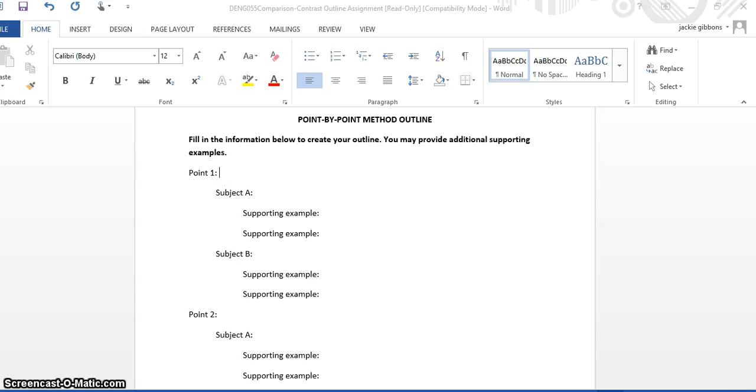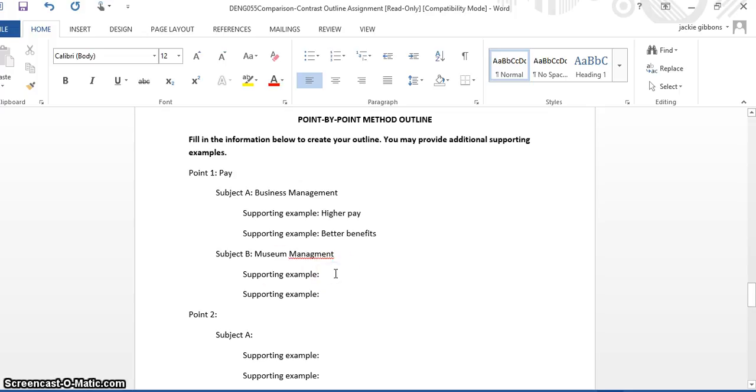So if you look here, point one in your other part of your outline was pay. And subject A was business management. And for supporting examples for business management, I had put higher pay, and the other one was better benefits. Then subject B, of course, was museum management.